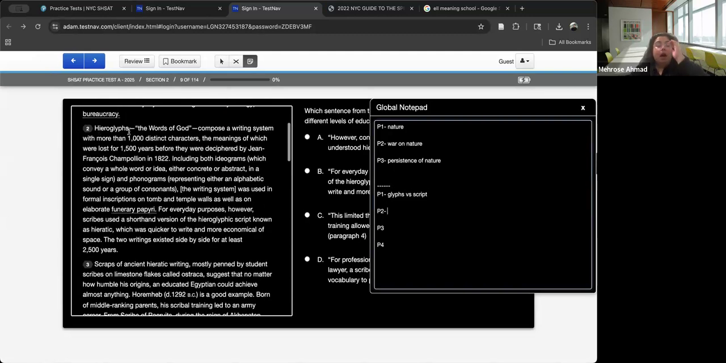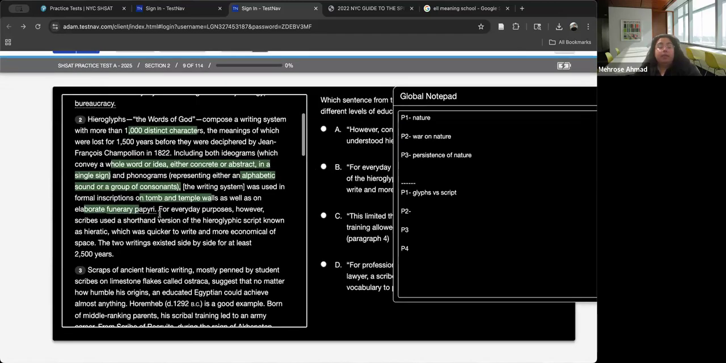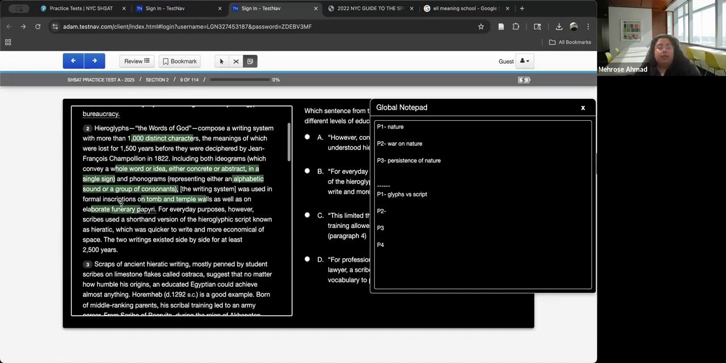Paragraph 2. Hieroglyphs, the words of God, compose a writing system with more than 1,000 distinct characters, the meanings of which were lost for 1,500 years before they were deciphered by Jean-François Champollion in 1822, including both ideograms, which convey a whole world or idea, either concrete or abstract, in a simple sign, and phonograms, either an alphabetic sound or a group of consonants. The writing system was used in formal inscriptions on tomb and temple walls, as well as elaborate funerary papyri. Again, this little underline indicates they define the word.